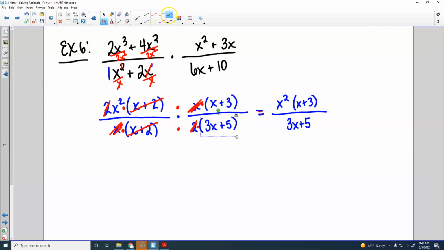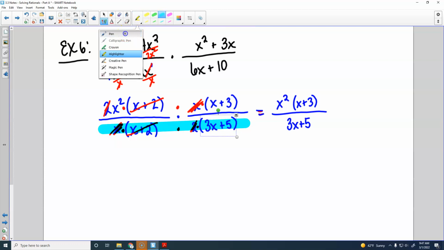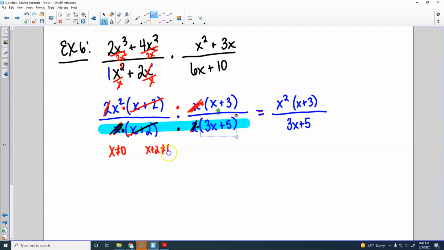I did forget to do excluded values for this one. So again, with excluded values, you want to think about it before you cancel. Anything that would give you a 0 in the denominator. So right here you had an x, so x cannot equal 0. x plus 2 cannot equal 0, which would be x cannot equal negative 2. Here your 2 cannot equal 0, but does 2 ever equal 0? No. So we don't really have to think about that. Then 3x plus 5 cannot equal 0. So basically everything in that denominator cannot equal 0.